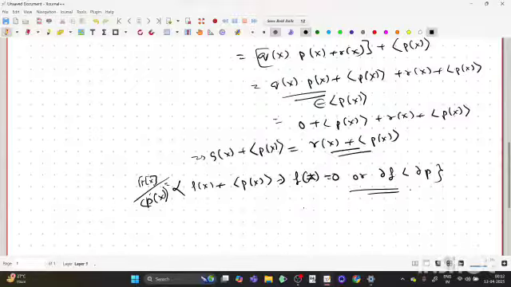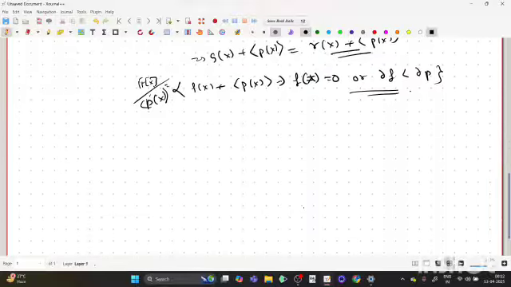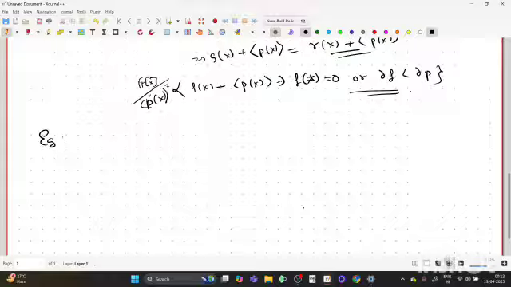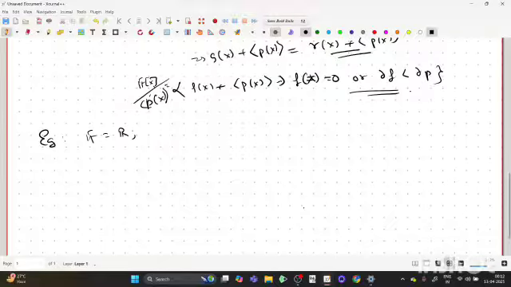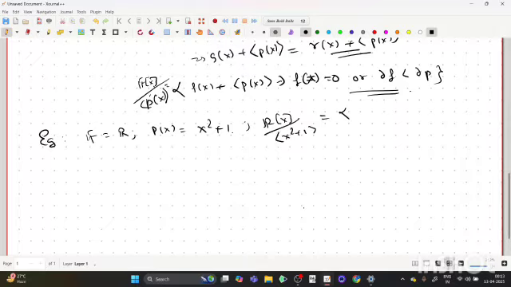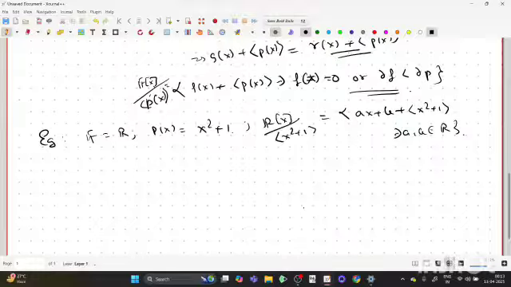Okay, fine. Let us consider a better example, a numeric example. Suppose your F is the real numbers and you choose p(x) to be x square plus 1. Then R[x] mod x square plus 1 should be the collection of all the elements of the form ax plus b plus the ideal generated by x square plus 1, such that a and b are real numbers, right?